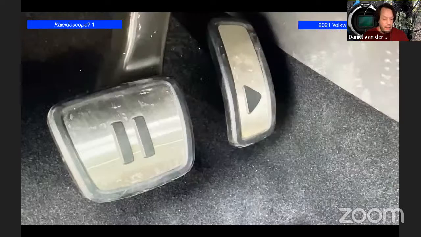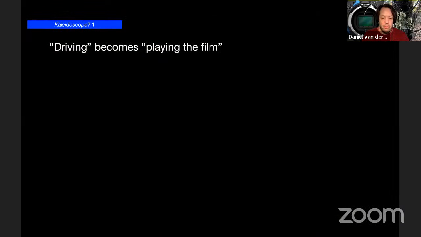And these are, by the way, the pedals of that new electric Volkswagen. The drive pedal has a video play button sign, and the brake pedal has a video pause button sign. It would be tempting to see this as a designer gimmick, and it also is. Having these video play and pause signs on the pedals doesn't fundamentally change what the driving does, or does it? What they maybe change is how we think about what the pedals do. Driving becomes playing the film. Braking becomes pausing the film.